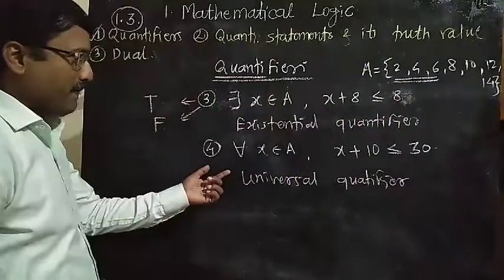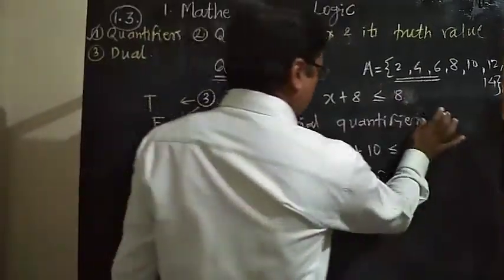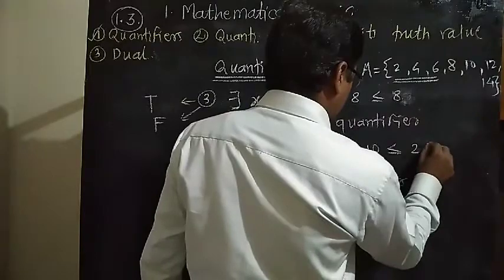Let us see this one. We have taken the same set A for this, but instead of this, suppose you write 20.